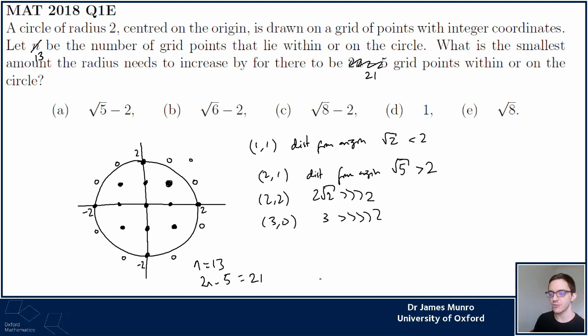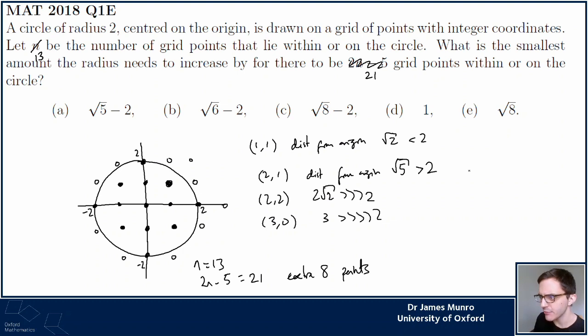Okay, 21 is an extra 8 points. How am I going to pick up an extra 8 points? Well, I can see some candidate points. Not the one that's at 3, that's miles away. But there were these ones at 2, 1 and 1, 2, and symmetry around here as well. There were those 8 points that were pretty close to being inside the circle. If I increase the radius just a little bit, smallest amount the radius needs to increase by, and it's within or on. So if I increase the radius enough that these points are on the circle, then I'll pick up an extra 8 points.